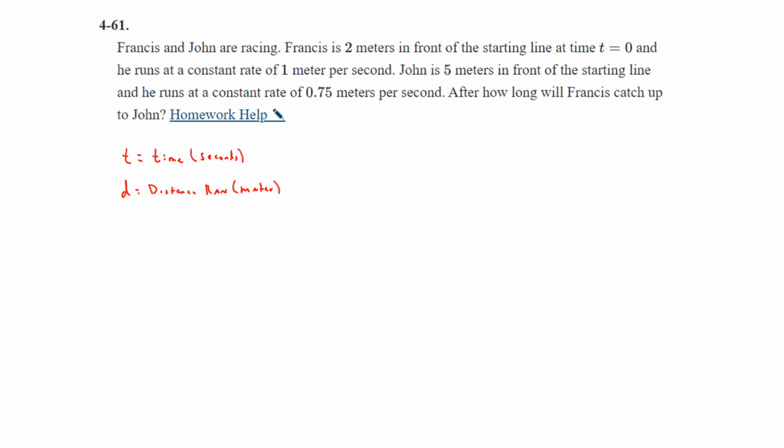So for Francis, he has a 2 meter head start and is running at a constant rate of 1 meter per second. So for Francis, his distance will equal 1 times t plus the 2 meter head start. Whereas John has a 5-meter head start and is only traveling at a little less than 1, so 0.75 meters per second. So that's times the time plus the 5-meter head start.